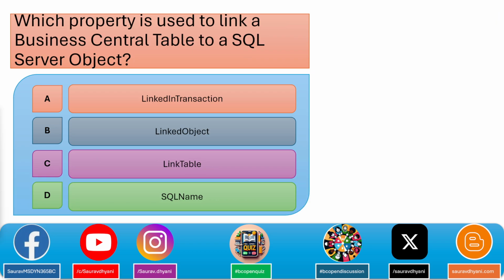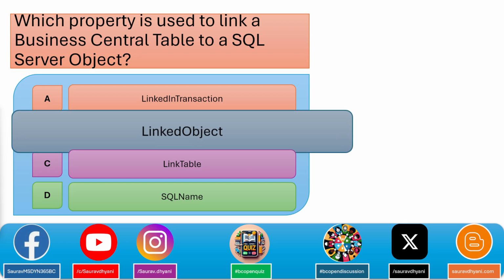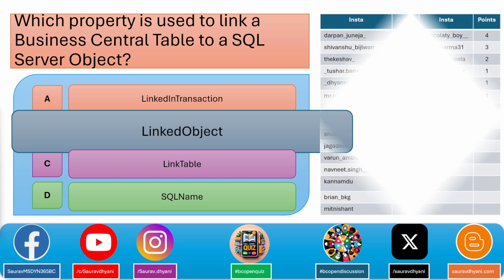Going forward, which property is used to link a Business Central table to a SQL Server object? Now, this is only on-prem, but this is a valid property for an on-prem extension if you are ready to pay for that. The property that's correct is linked object. So you need to define the linked object, and that will allow you to link your Business Central table to a SQL Server object.